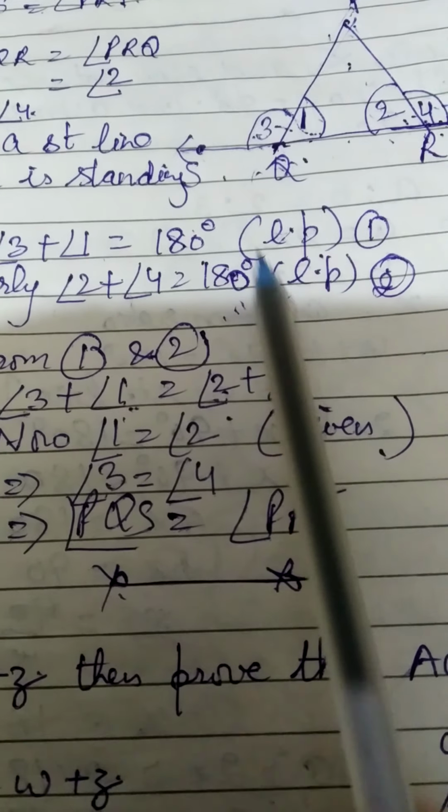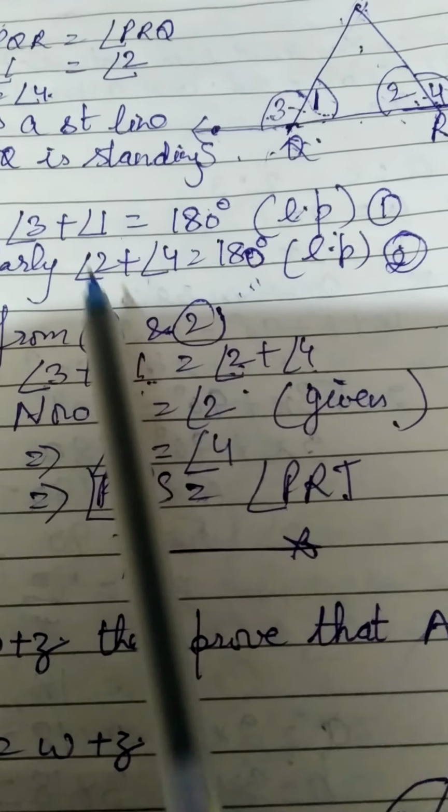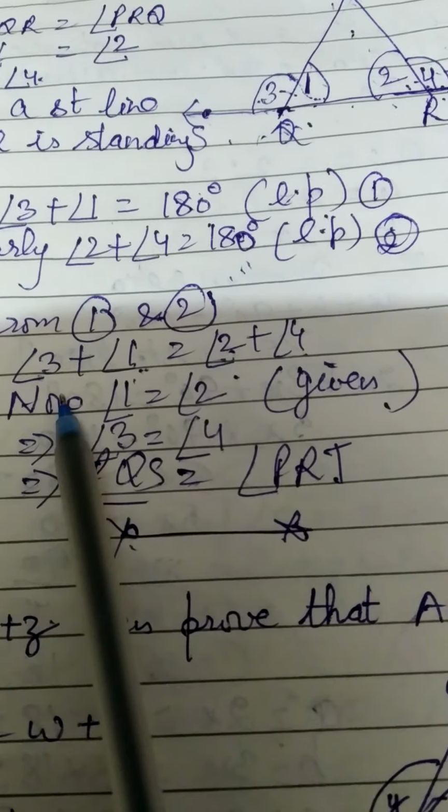Now because the right hand side of these two equations are equal, therefore the left hand side will also be equal. Angle 3 plus 1 is equal to angle 2 plus 4. But we know that angle 1 is equal to angle 2. Then these two angles will cancel because these are on opposite sides of equal. Then 1 is equal to 2, it is given, it will cancel, and from here we get angle 3 is equal to angle 4. Angle 3 is angle PQS and angle 4 is angle PRT. Then angle PQS is equal to angle PRT.